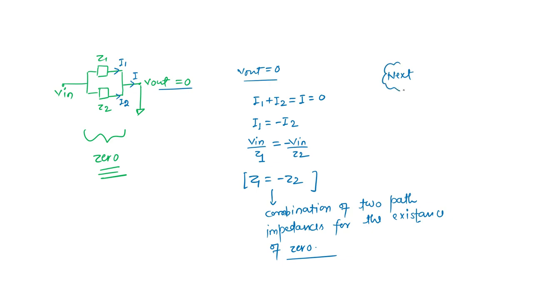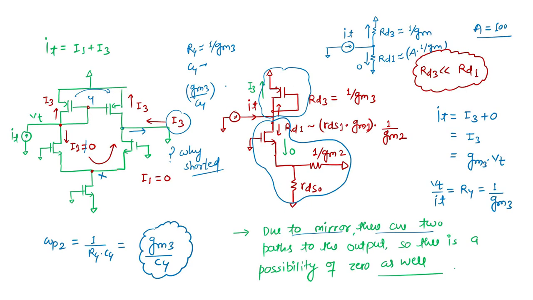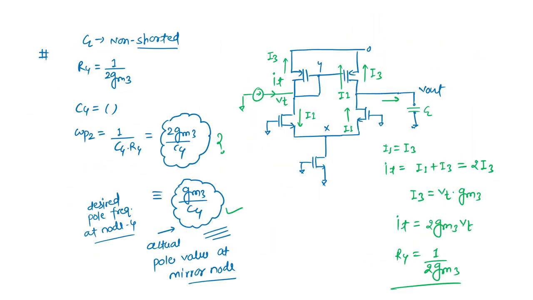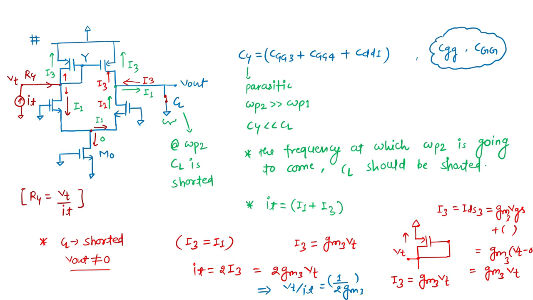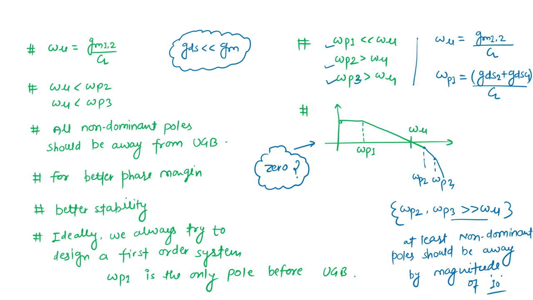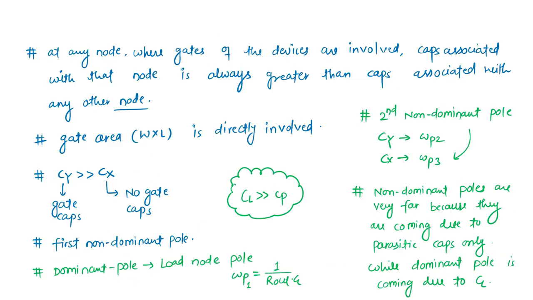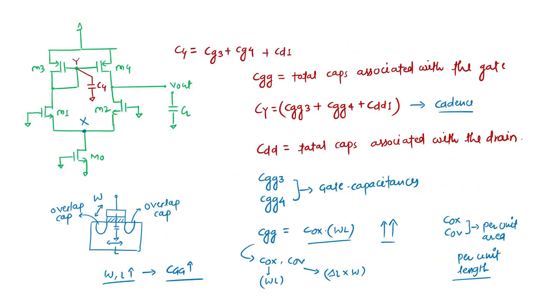In the next video, we will exactly calculate the zero, and we will see some interesting things when we calculate the zero. So as of now, the discussion of the first non-dominant pole, which is the pole contributed by the node Y, is enough, and we can see the ways of calculating the impedance looking at the node Y, and from there we can get this pole.